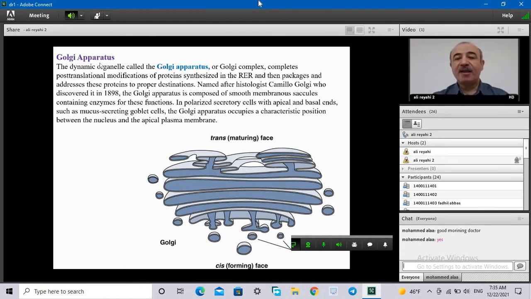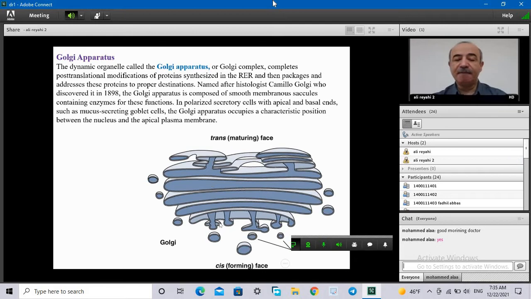The name of the Golgi apparatus comes from the histologist Camillo Golgi. He discovered the Golgi apparatus in 1898. The Golgi apparatus is composed of smooth membranous saccules containing enzymes for this function.